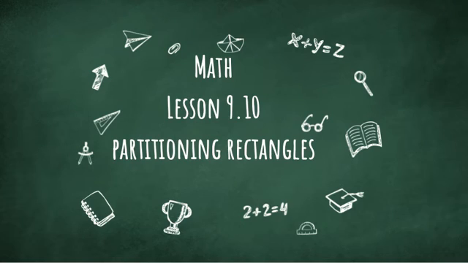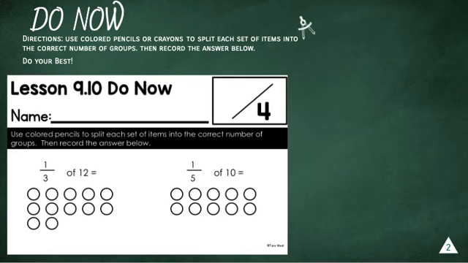Math lesson. Today is lesson 9.10, partitioning rectangles. Let's begin with our do now. Use colored pencils or crayons to split each set of items into the correct number of groups. Then record the answer below. Do your best.